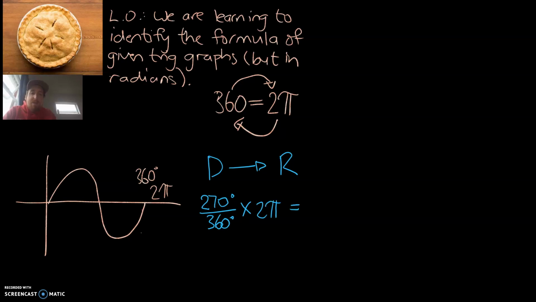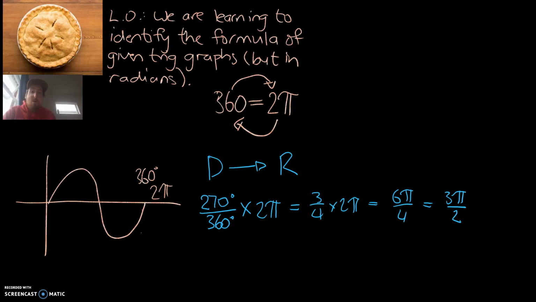And when we did that, 270 divided by 360, well, that's going to be 3 over 4 times 2 pi, which is going to become 6 pi over 4, which is going to become 3 pi over 2. And that would be the radians of 270 degrees. So what we do is we find the proportion of 360, and then we times that by 2 pi, and that gives us our final answer.